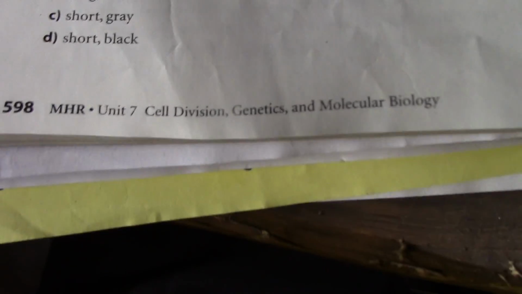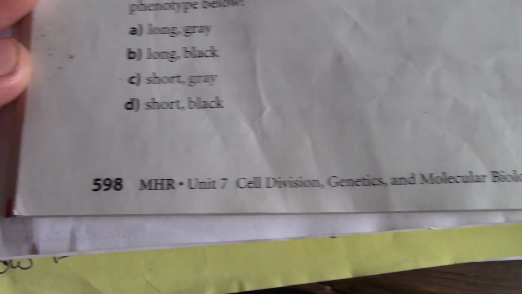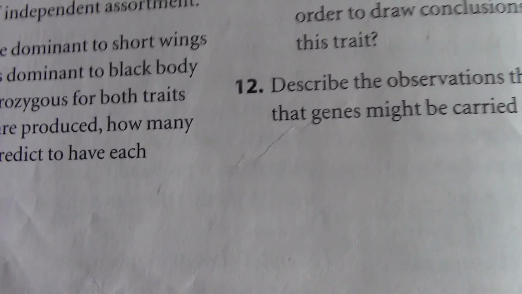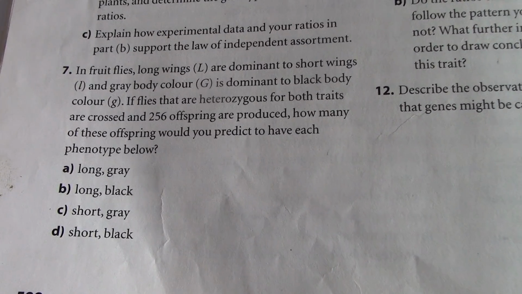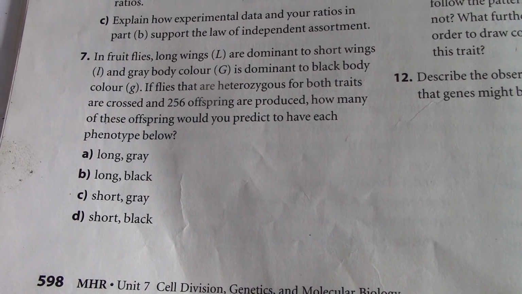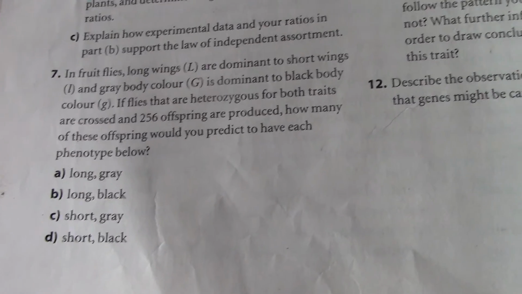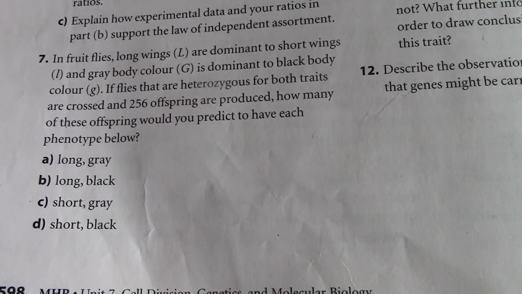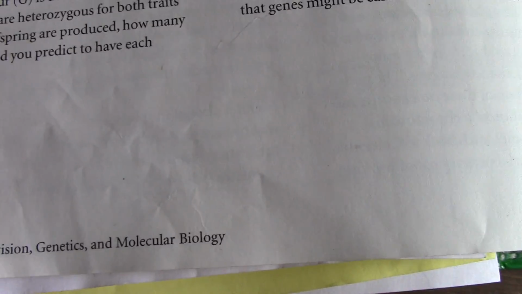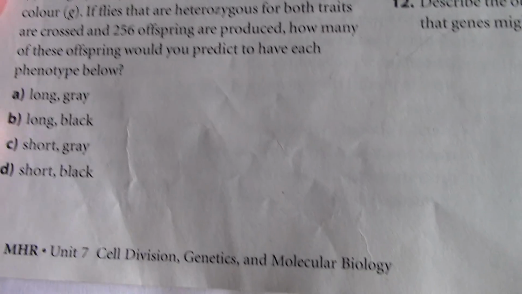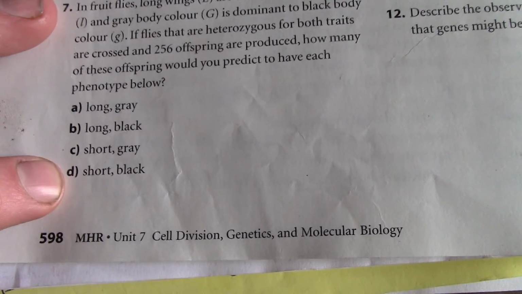Page 598 is where I'm going to go next. There are quite a few good questions here, but number 7 says, in fruit flies, long wings are dominant to short wings, and gray body color is dominant to black body color. If flies that are heterozygous for both traits are crossed, and 256 offspring are produced, how many of these offspring would you predict to have each phenotype below? So long and gray is the dominant trait, right? You should expect 9 out of 16 to be big L, big G, 3 out of 16 to be this, 3 out of 16 to be that, and 1 out of 16 to be this.